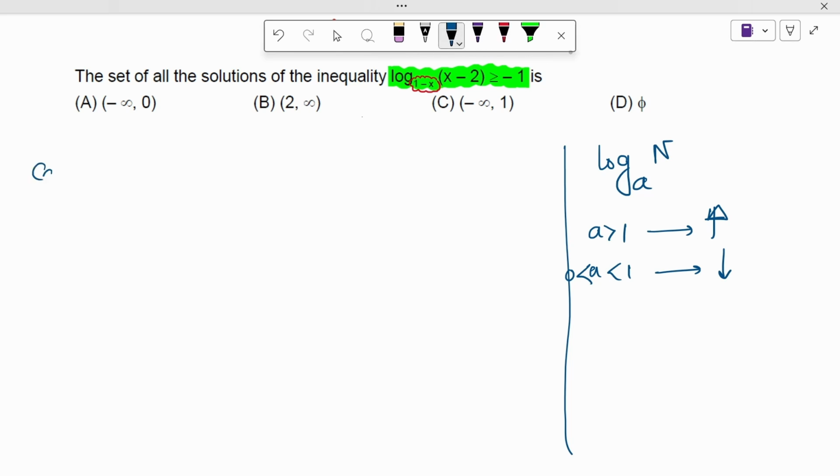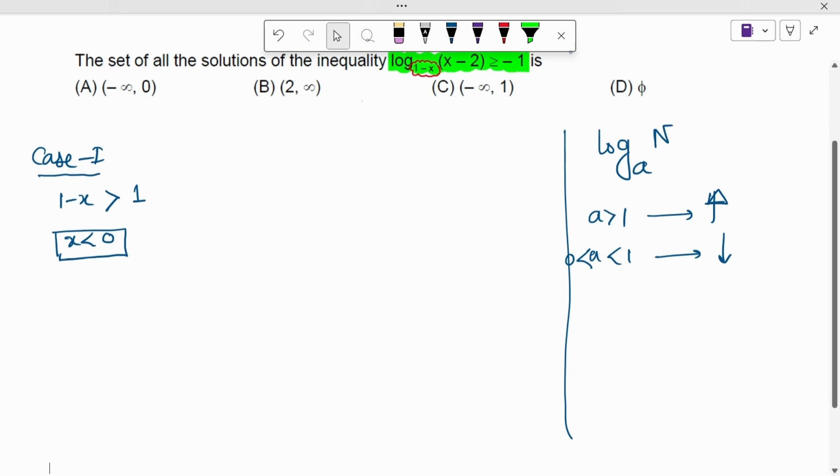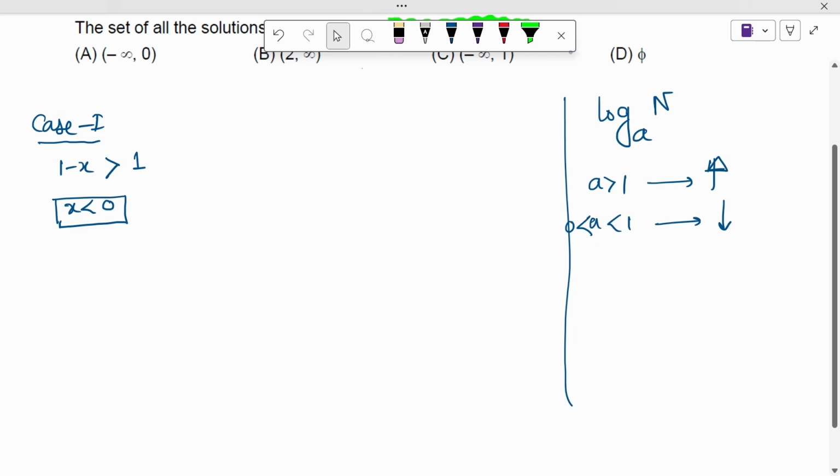Let's say case 1. Let's say the base, which here is 1 minus x, is greater than 1. So that means x is less than 0. Now for that case, the function is actually an increasing function, right? Now in case 1, the function behaves like an increasing function. So let's solve the inequality.